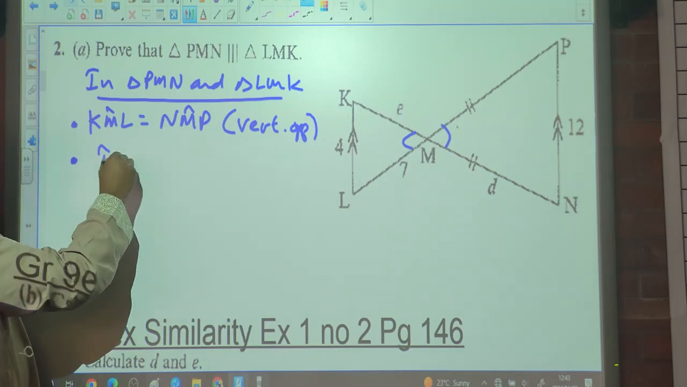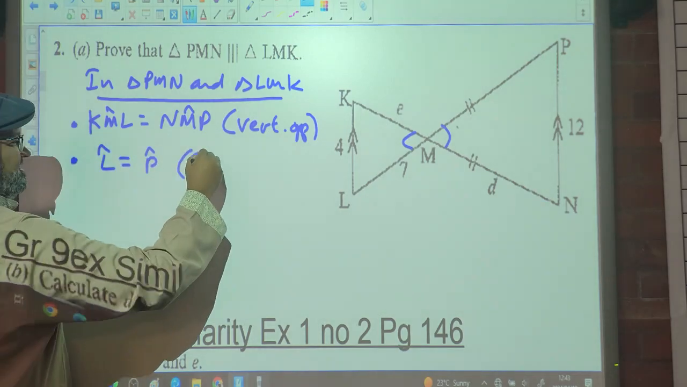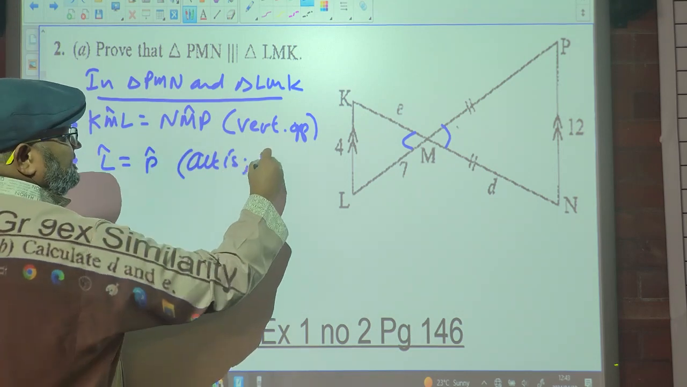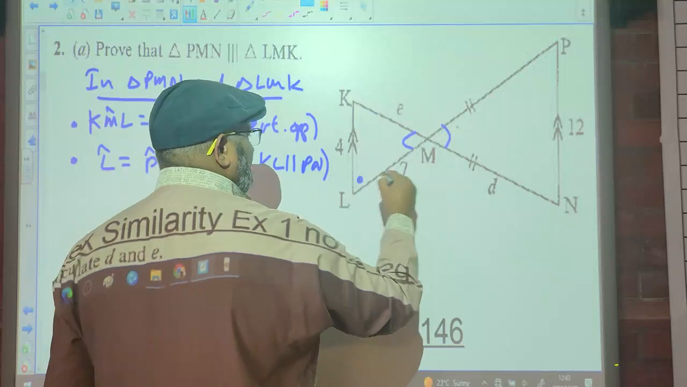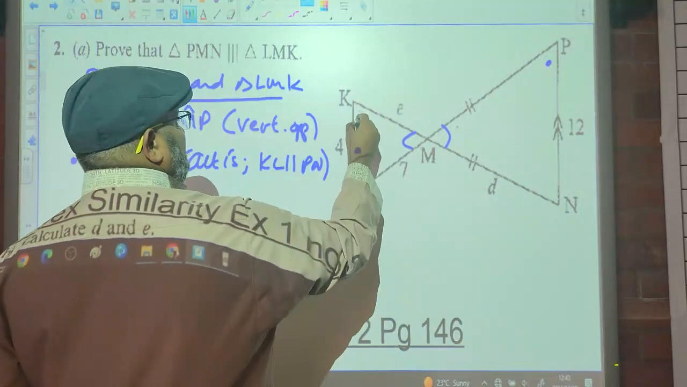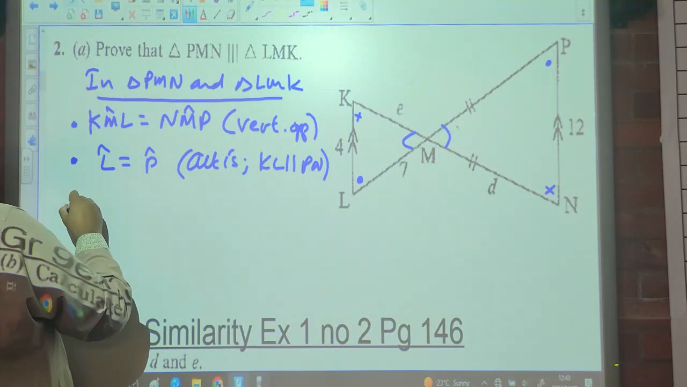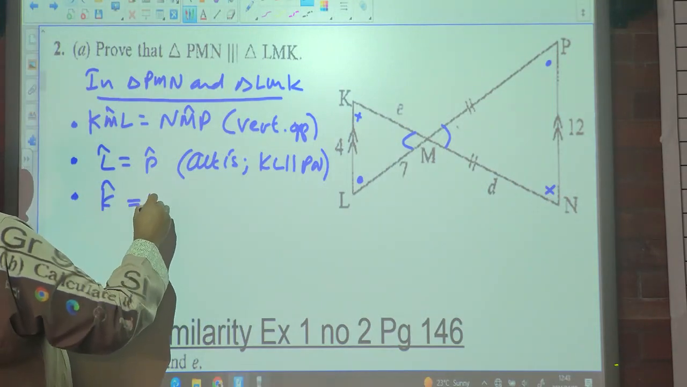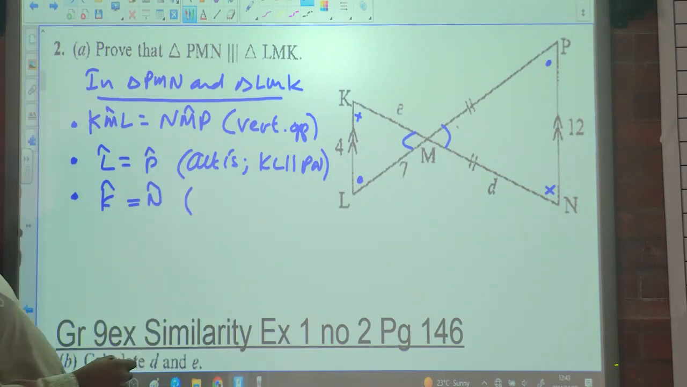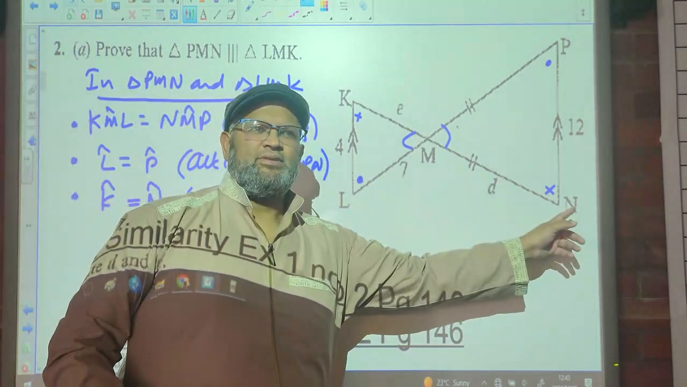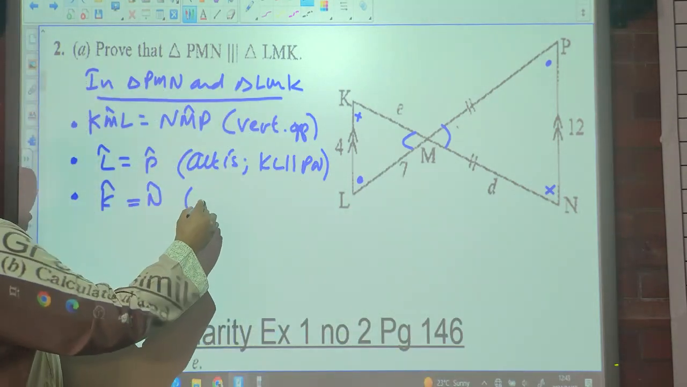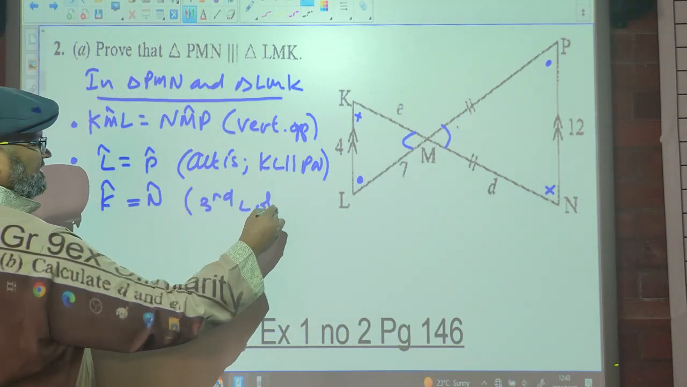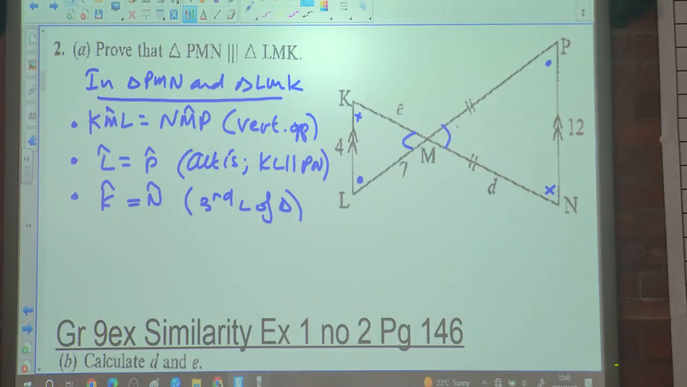Secondly, we say that angle L is equal to angle P. Why? It's alternate angles with KL being parallel to PM. That will get the same marking there. And then K is equal to N. Why is K equal to N? Either alternate, or third angle of triangle. I can either write alternate or that.